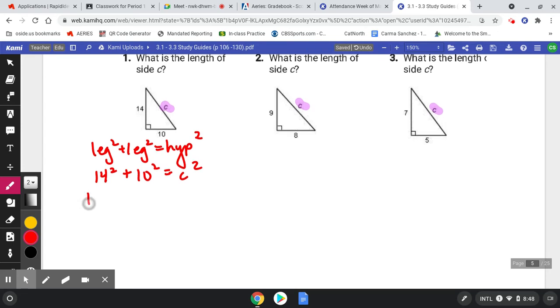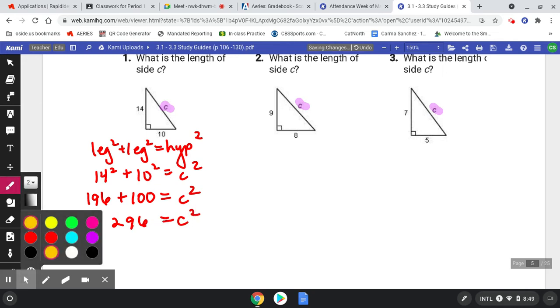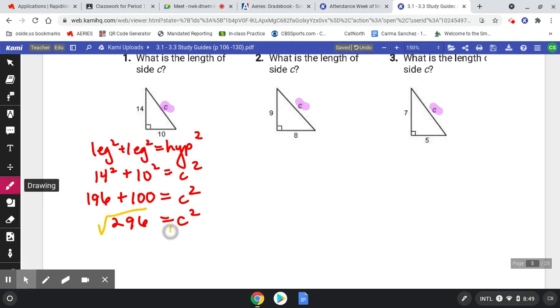So 14 times 14, do that on a calculator. 196 plus 100 gives us 296. And this is what I mean: when you go to take the square root of it, this time it's not a perfect square. So you'll see that you get something in the calculator that has to be rounded. And so 17.2 U for units is what I'm getting. Feel free to do that in your own phone calculator or Desmos if necessary.